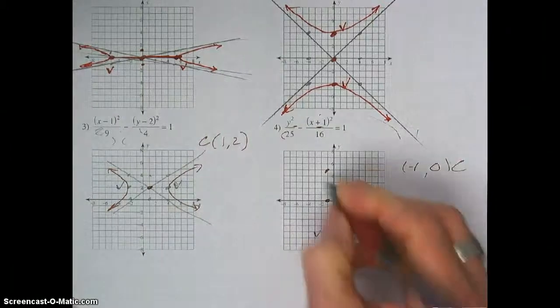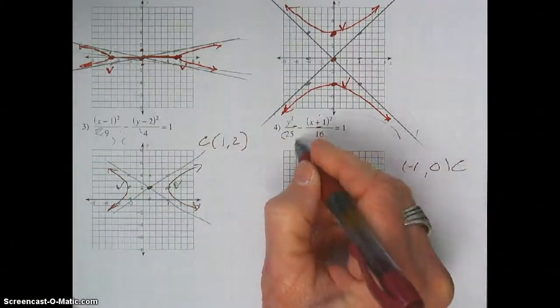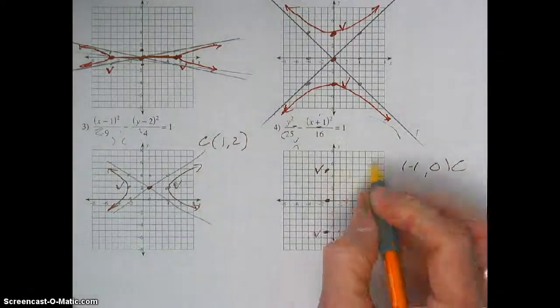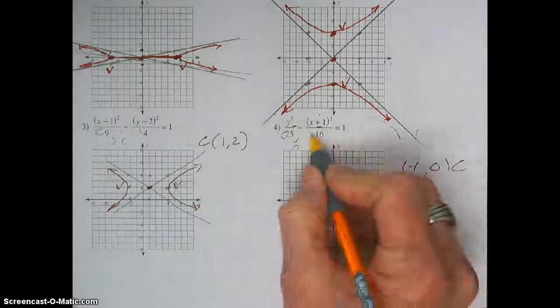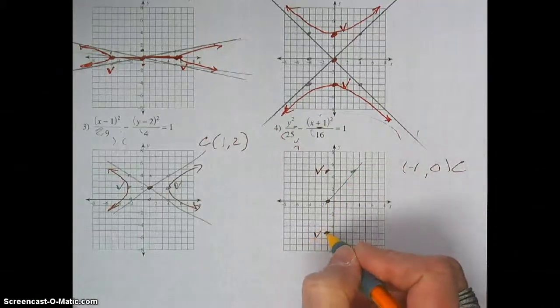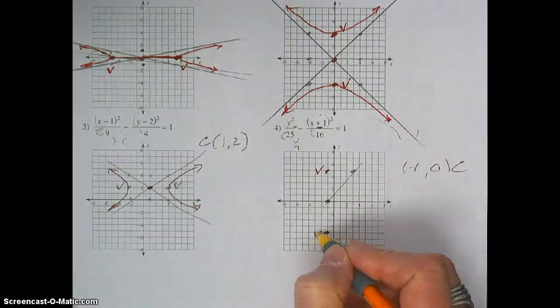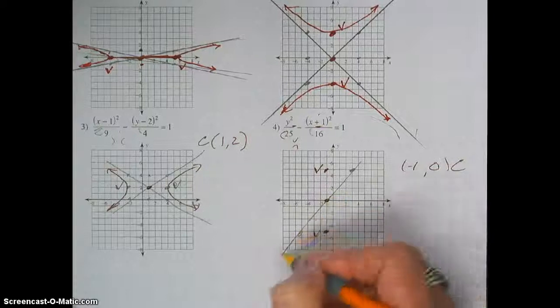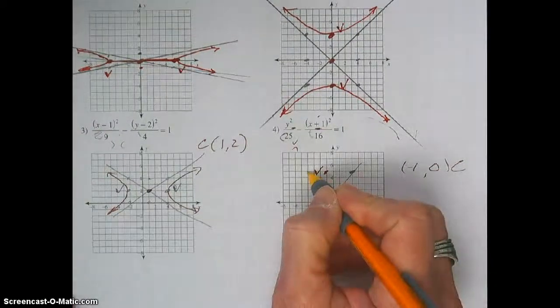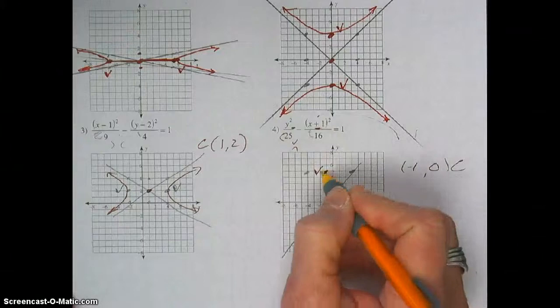I like to put vertices right there because right now I know I have an up and down, and that will remind us. How wide are we? We go over 4 because that's in the x direction. That will give us how wide the hyperbola is. Use these as our guidelines.